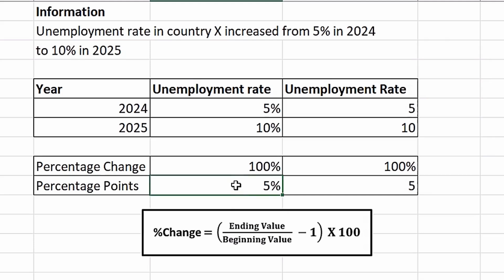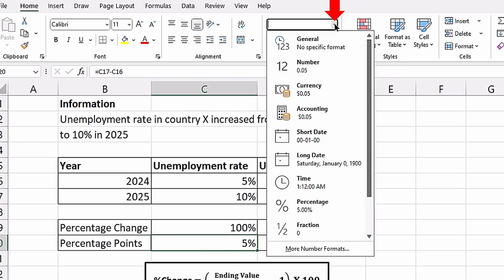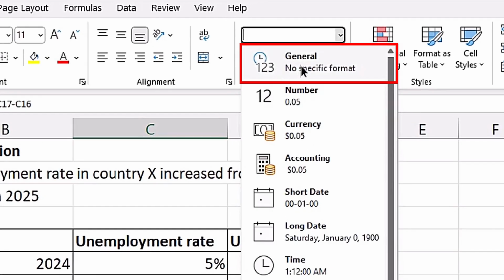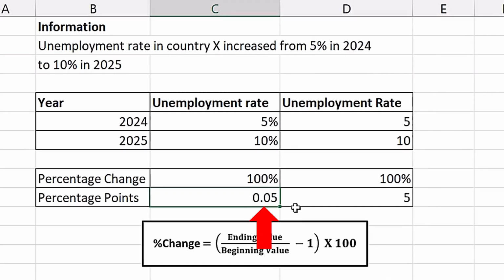So I'm going to click on this cell. The first thing we are going to do, we're going to wipe away this percentage number format or remove this percentage number format. So with this cell selected, I'm going back to the number group, and then from the number format, you can see it's saying percentage. But when I click on this drop down arrow, general is actually the option that's used to remove any number format. That's why it's saying no specific format. So when I click on general, you can see it has wiped away our number format.